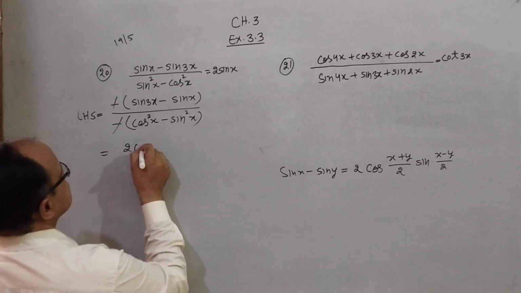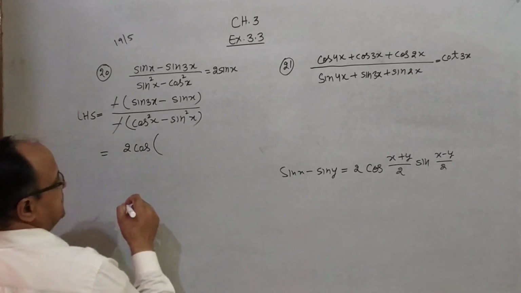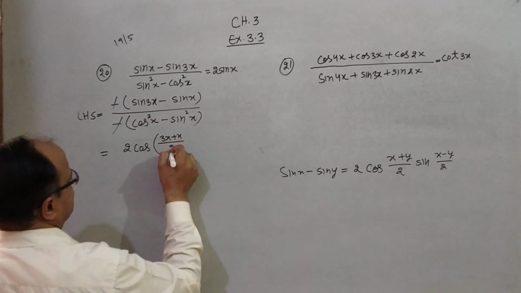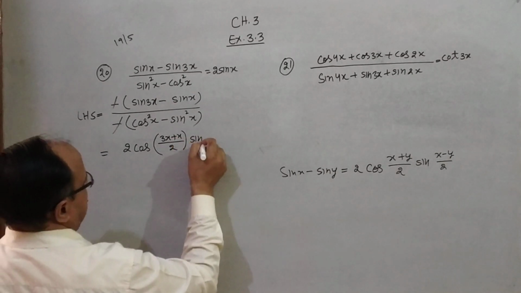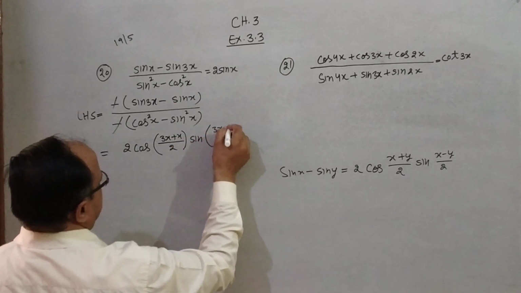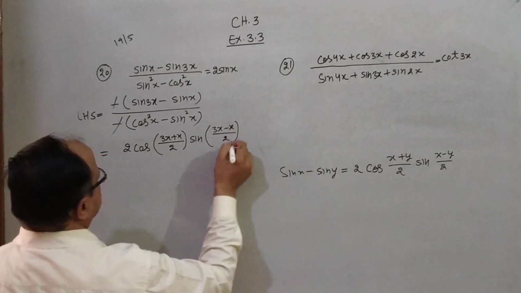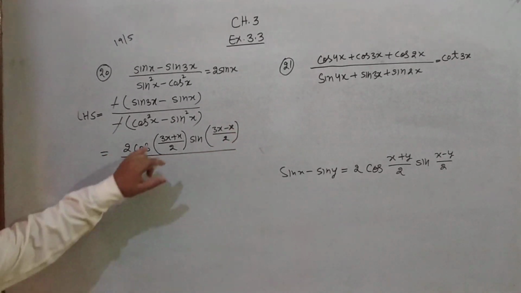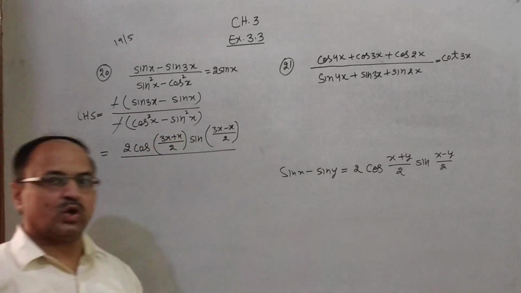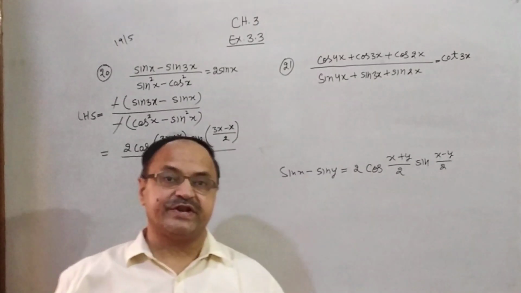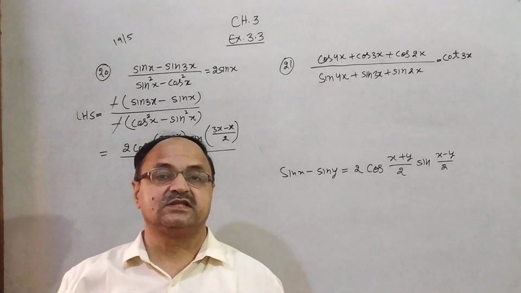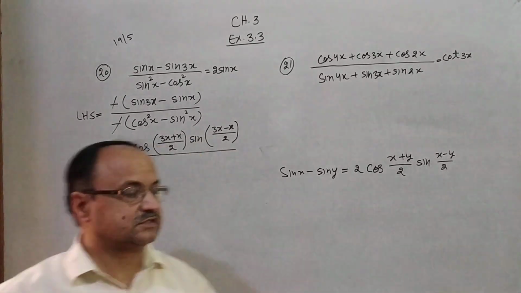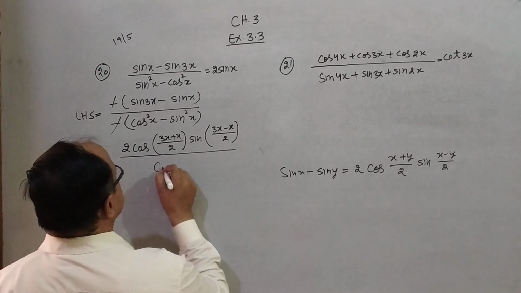We apply this formula. 2 cos x plus y by 2, it means 3x plus x by 2, and sin 3x minus x by 2, divided by, and this is the direct formula, cos square x minus sin square x, which is cos 2x. This is the formula cos 2x.